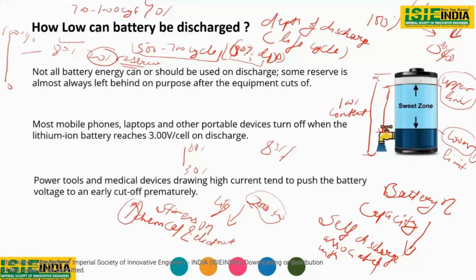So what it is saying is, when you are using your mobile phone, do not discharge your phone below 30%. And when you're charging it, do not charge above 85%. So always remain between 30 to 80% capacity.